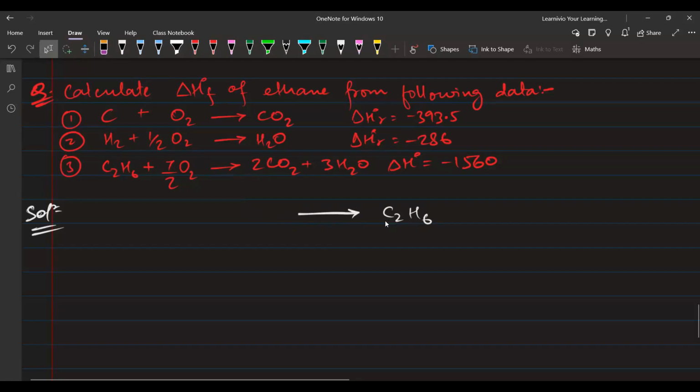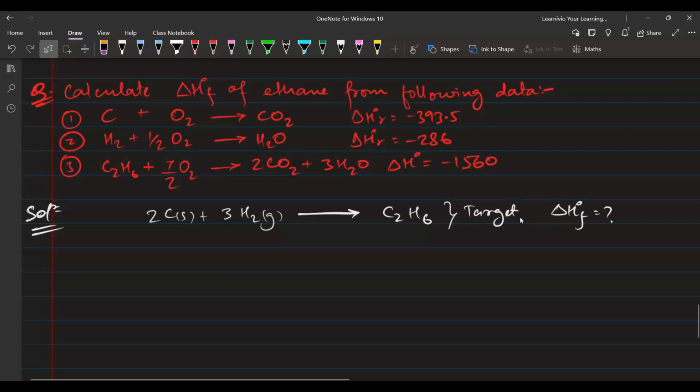1 mole of C2H6 will be formed. How will it be formed? When you have 2 moles of carbon solid and you have 3 moles of hydrogen gas. This is the target reaction that we have to see. ये क्या आपके पास? This is our target reaction that we have to make. And इसी का enthalpy of formation they are asking. You don't know the enthalpy of formation of this reaction.